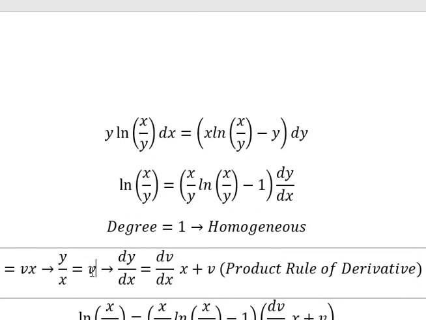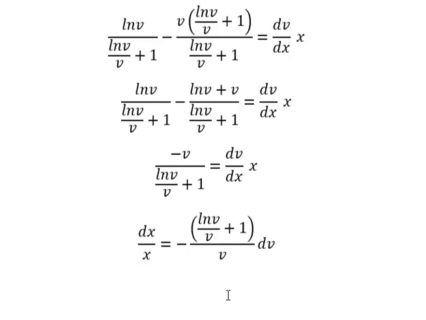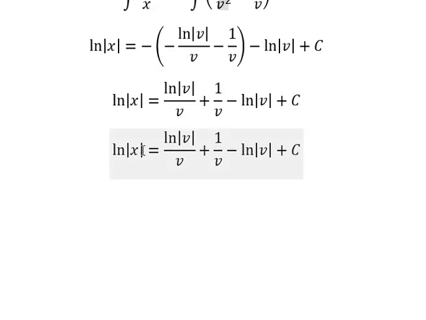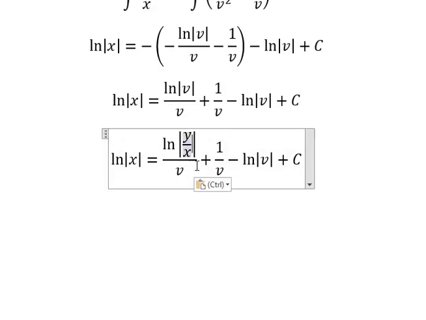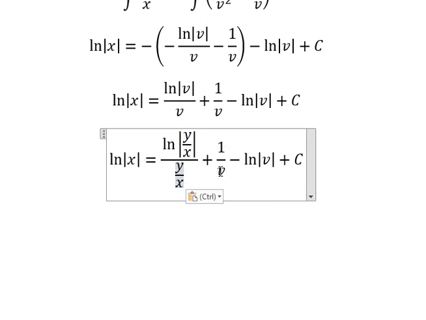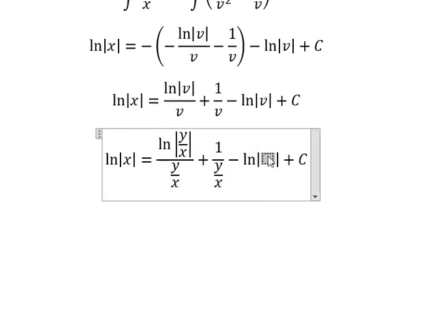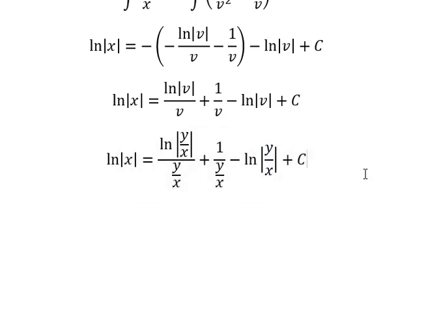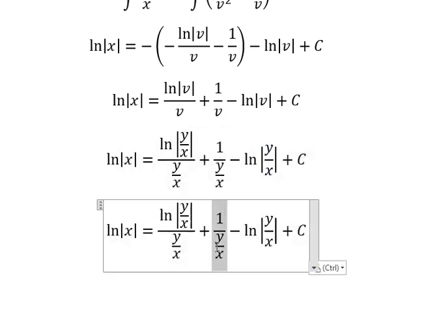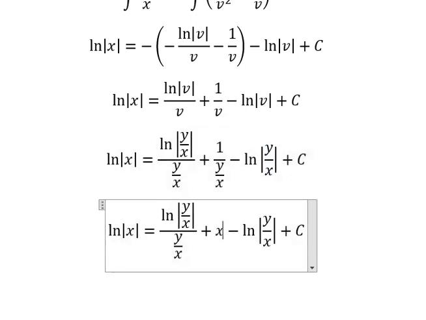Now we need to change v into y over x. So this one we have x over y. Similar for this one.